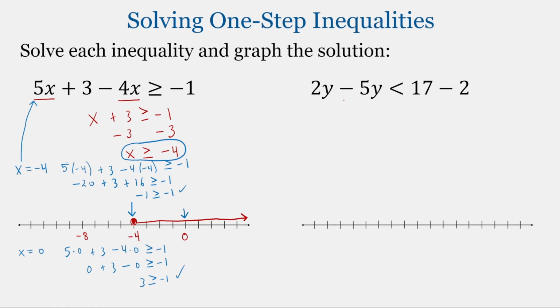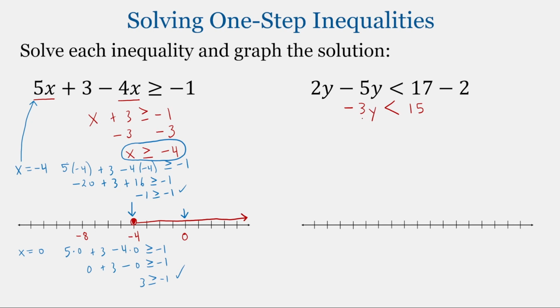For this last problem, the first step again is combining like terms. And we have like terms on both the left side and the right side. On the left side, we have 2y and 5y. These are like terms. And this is negative 3y. 17 minus 2 is 15. We're now ready to perform that one step to solve the inequality.